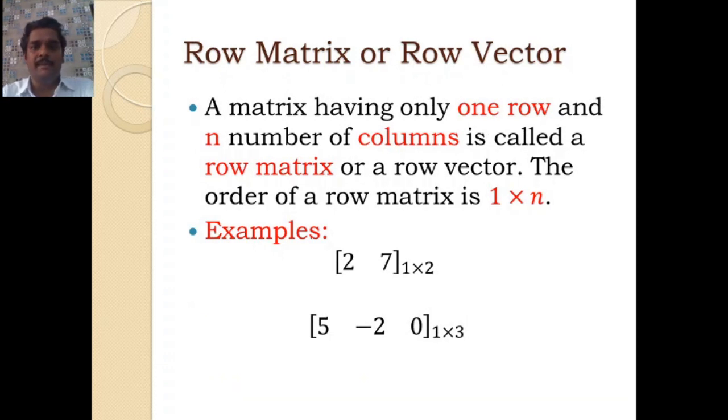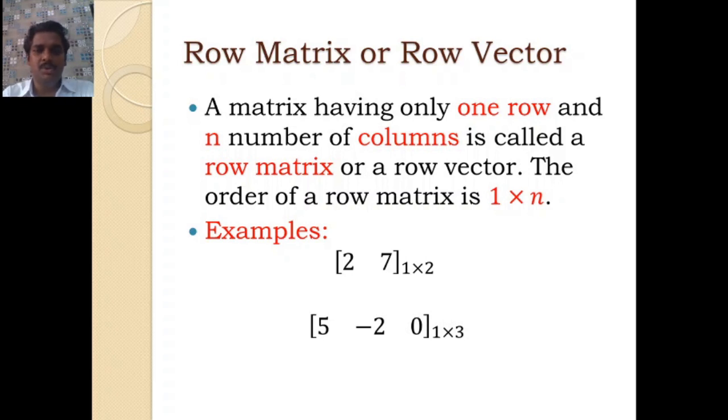Here is your first type, row matrix or a row vector. A matrix having only one row and n number of columns is called a row matrix or a row vector. The order of a row matrix is 1 by n. If you read the definition carefully, it's talking about a matrix which is having only one row and there can be n number of columns. So that's why the order becomes 1 by n. That's what is written in the second statement.